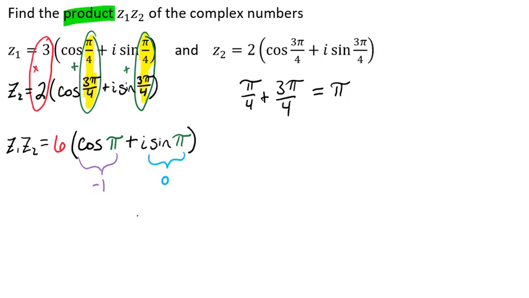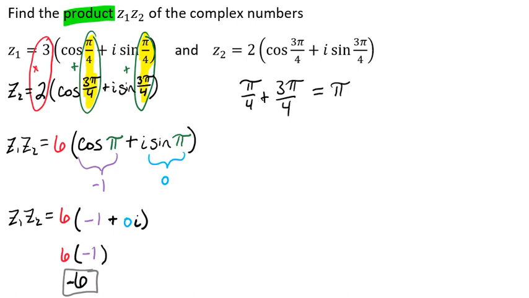So what does that leave us with? That leaves us with 6 times -1 plus 0i. Now 0 times I is still 0, so we kind of ignore that. And that's going to leave us with 6 times -1. And 6 times -1 is -6. And that is our solution to our problem.